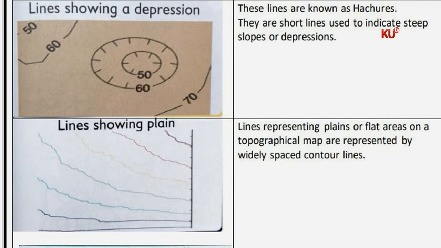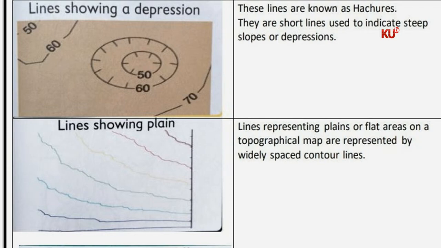And thus we have lines representing plains or flat areas on a topographical map, which are represented by widely spaced contours. Remember, for lines showing a hill, the contours are closely packed together, but for lines showing plains, they are widely spaced.